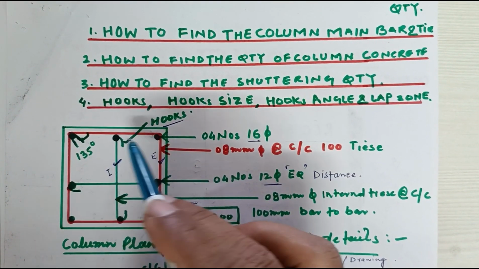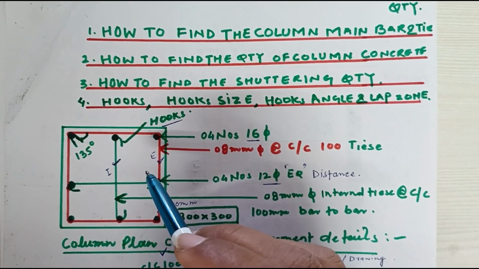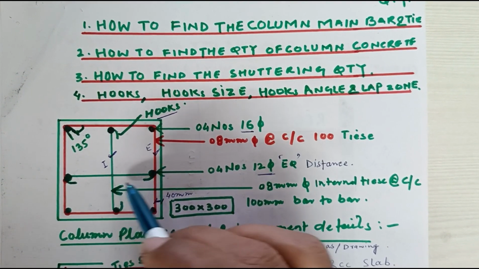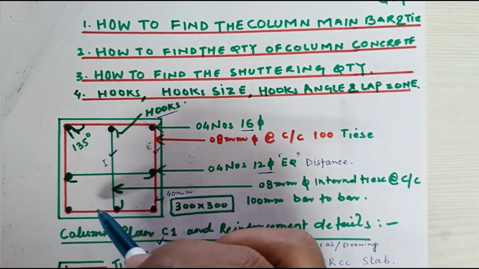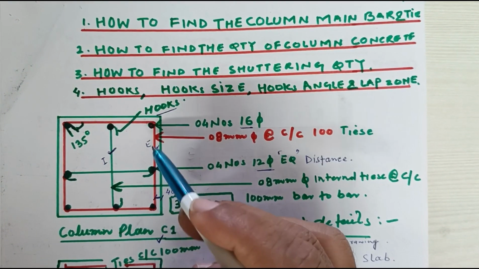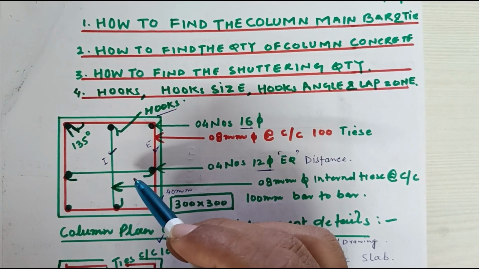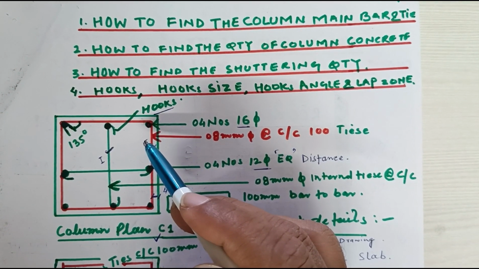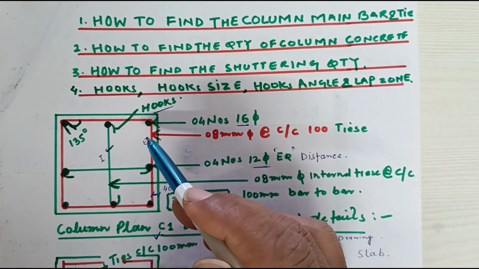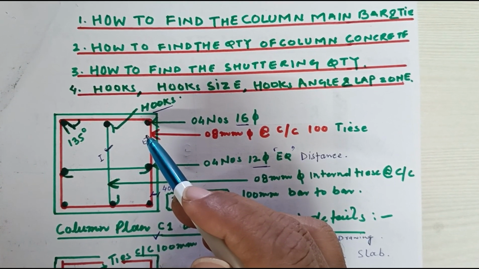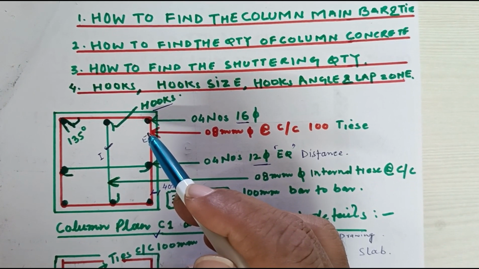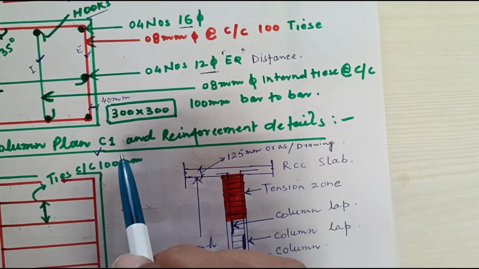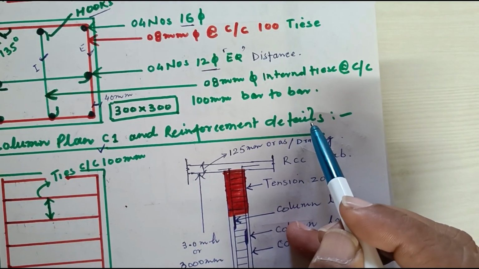And why do we put the ties? Ties are to share the force. When tension comes on the main column bar, the ties' work is to distribute the tension to all the main bars of the column. That's why ties are necessary. And another main job is to keep the main bars in their original position. So this is the column plan of C1 and the reinforcement detail.